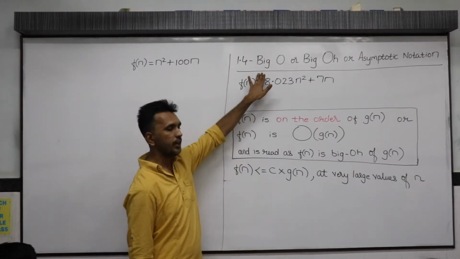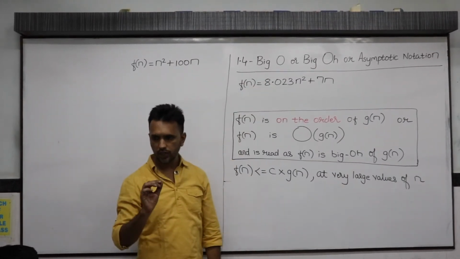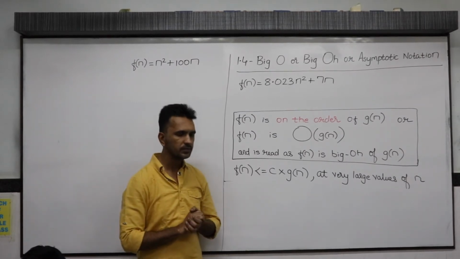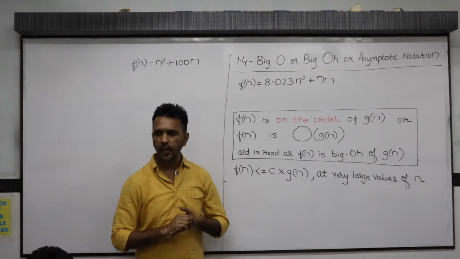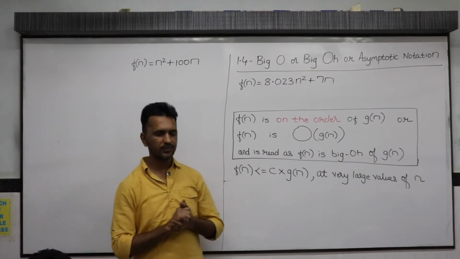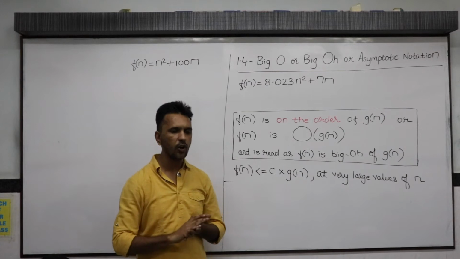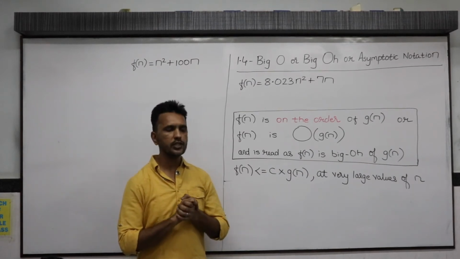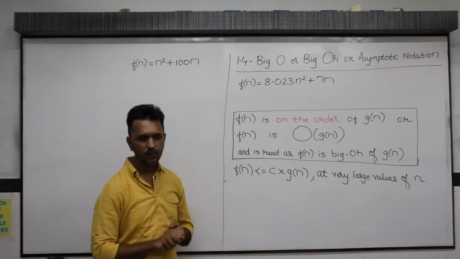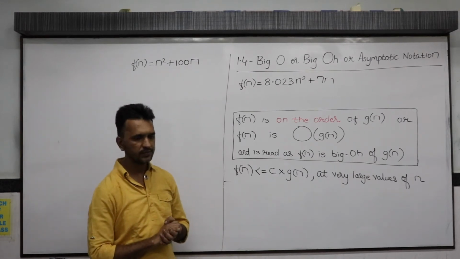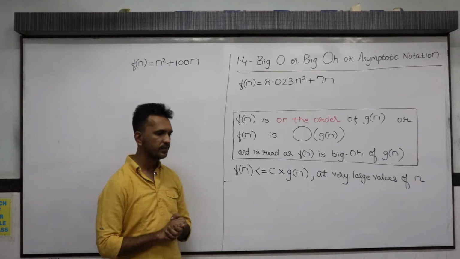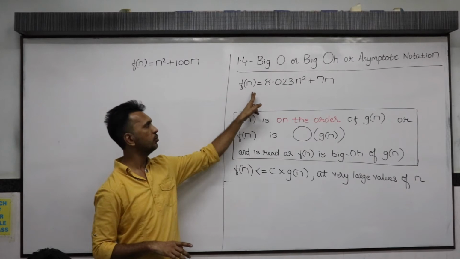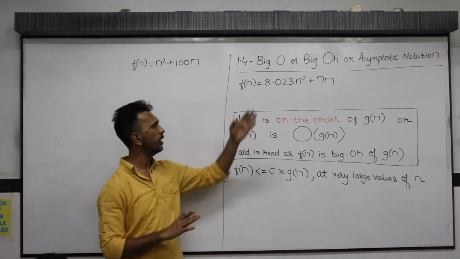So now let's start. Let's try and understand what is the big O notation. Point number 1. Consider an algorithm whose efficiency is, write this: f of n is equal to 8.023 n square plus 7n.